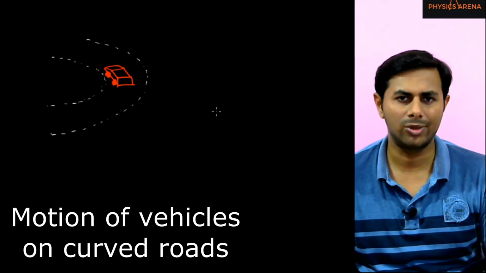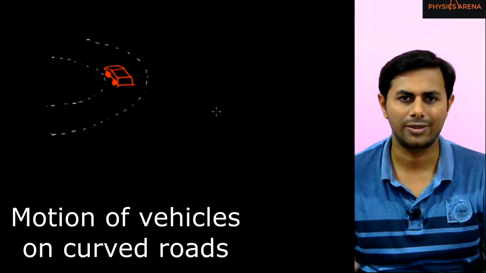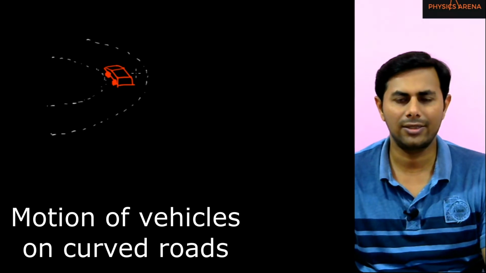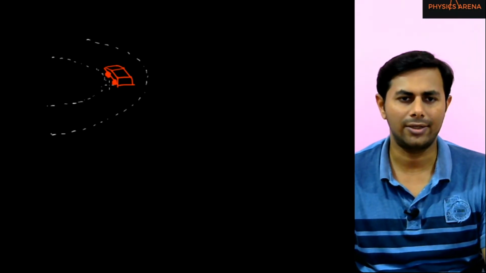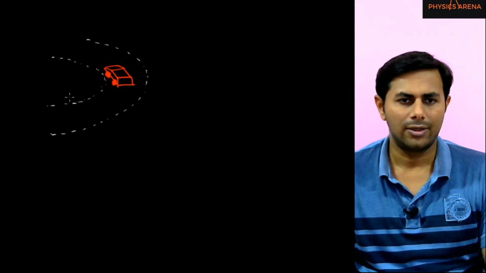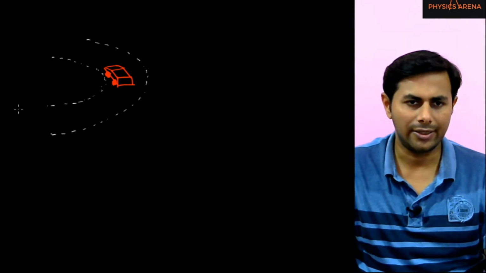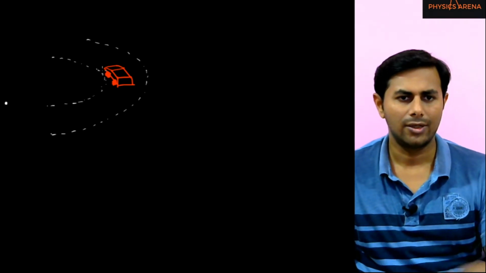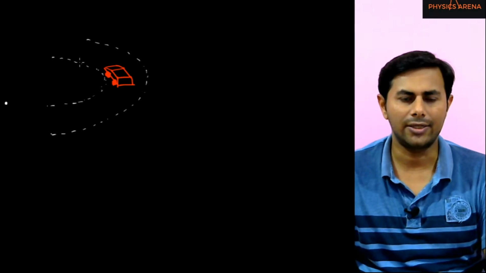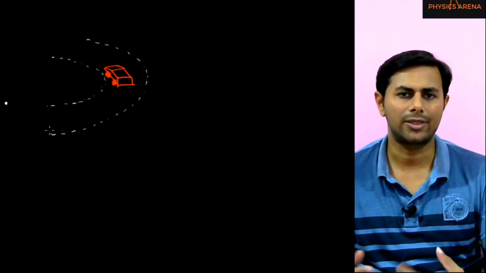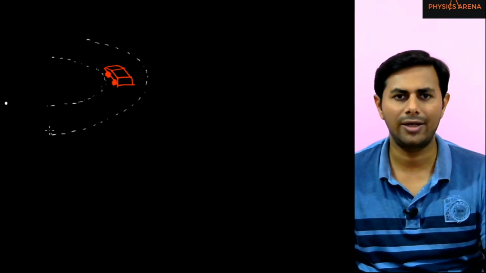Now let's talk about motion of the vehicles along the curved roads. So let's suppose that this is a car and it is taking a turn on this road. Now we can think of this road as a part of a big circular road whose center lies somewhere here. So in that sense, when this car takes a turn on this road, it is performing circular motion, and we just saw that some centripetal force is required for an object to perform circular motion. So the question is, where does that force come from?